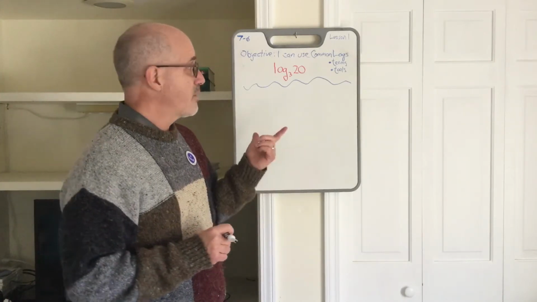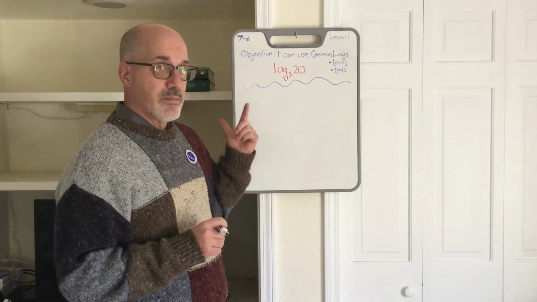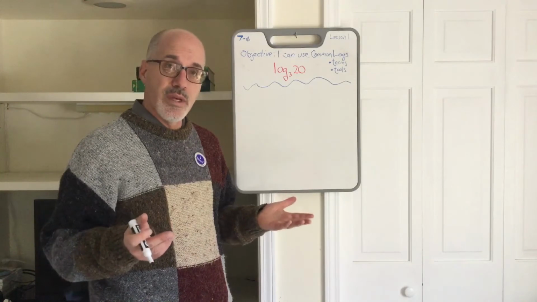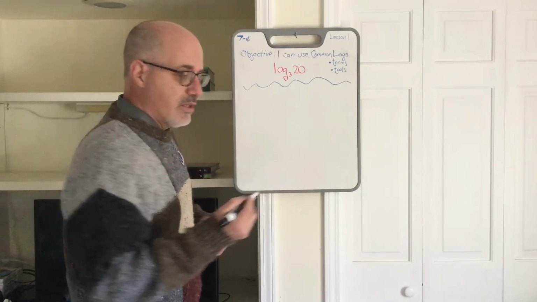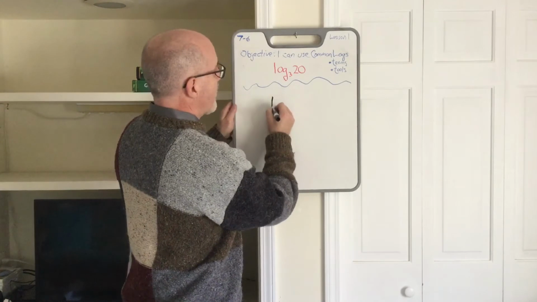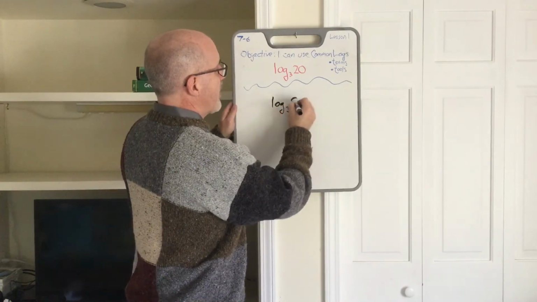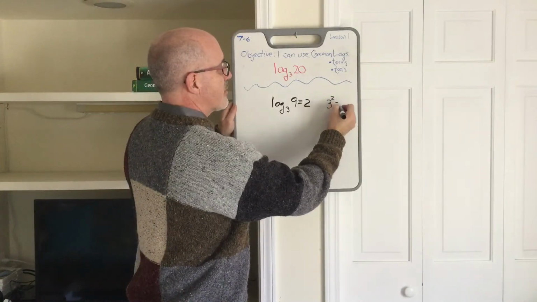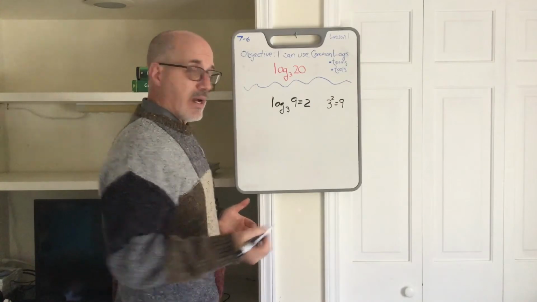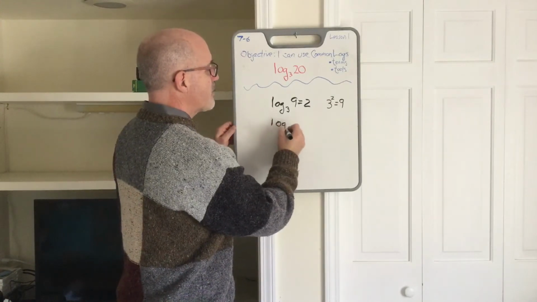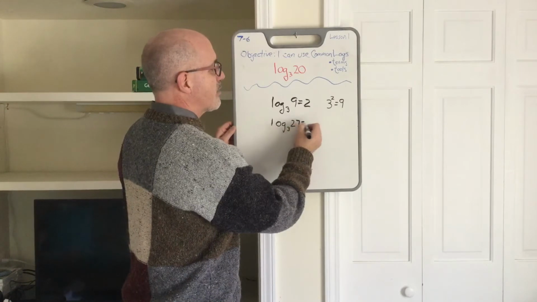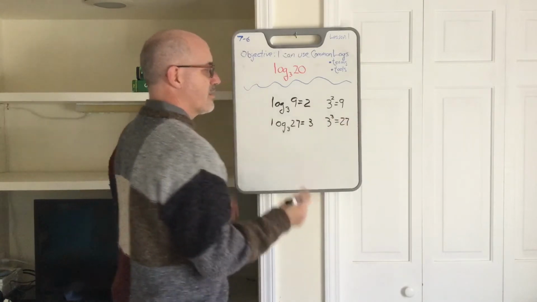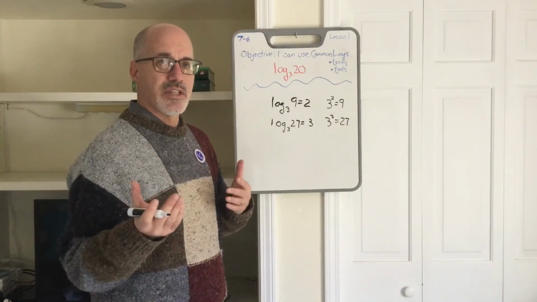So first of all, we need to understand the motivation for it. We have problems like this, log base 3 of 20, that we just don't know how to do with regular exponents. We do know how to do problems like log base 3 of 9 equal to 2, because 3 to the second is equal to 9. Also, log base 3 of 27 is equal to 3, because 3 to the third is equal to 27. So that's how the logs and the exponentials interact.